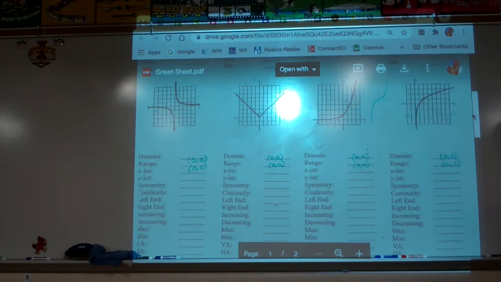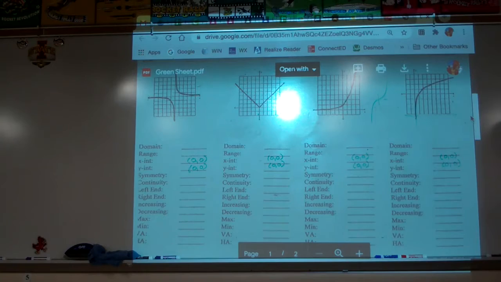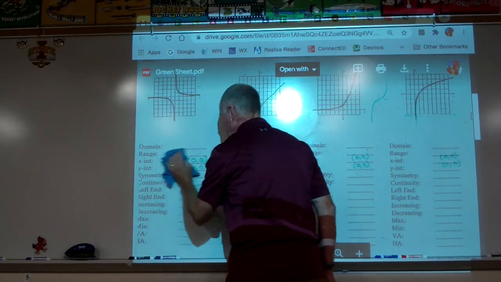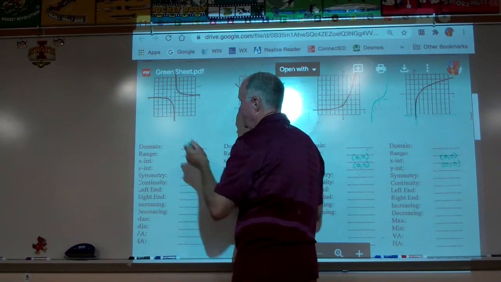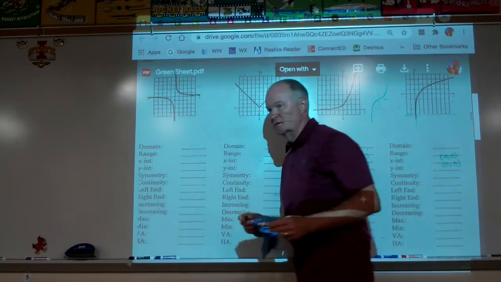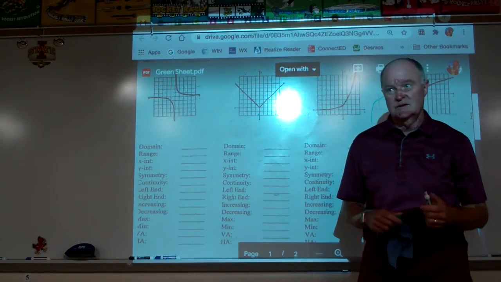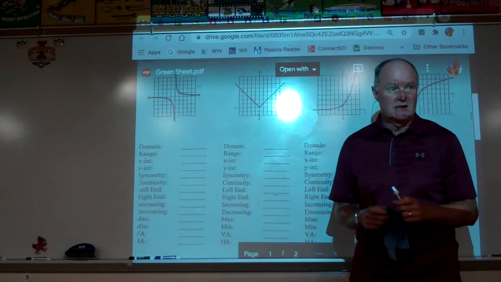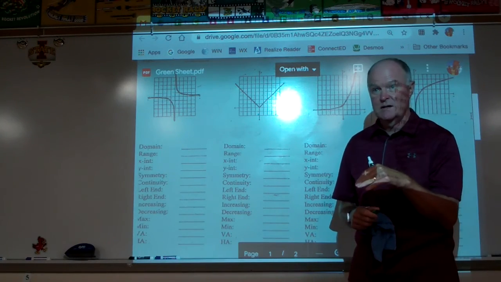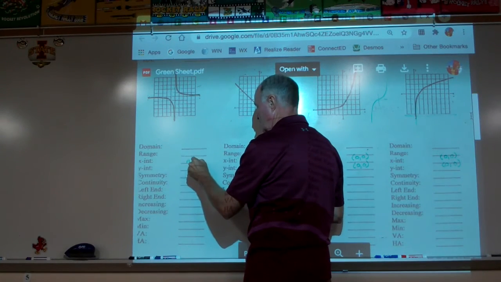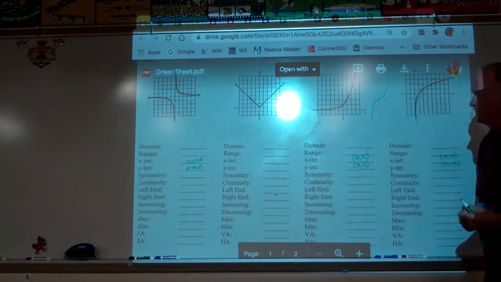Now we come down to the 1 over x. Remember with the 1 over x, there are those vertical dashed lines and horizontal dashed lines, those asymptotes. So does that graph ever cross the x-axis? Nope. Does it ever cross the y-axis? Nope. So this is none and none. No intercepts.